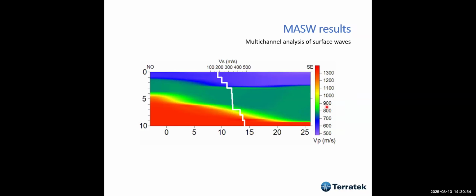We get a VS profile, which is the shear wave velocity profile. Or we can have also VP, but VP is not that important for geotechnical engineering. Can be used, but not that important. The most important one is the VS. And why? Because VS is directly related, according to this equation, to the shear modulus of the soil, of the material.